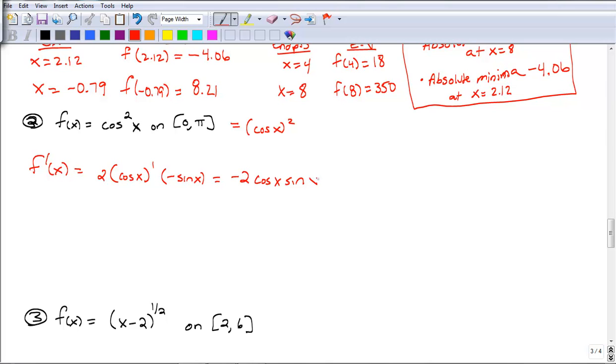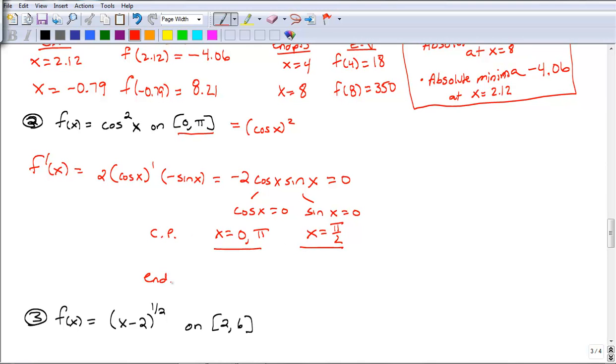Notice sine and cosine are defined everywhere. So to find critical points, I just have to set this equal to 0. And what I get is where the cosine of x equals 0, or where the sine of x equals 0. Remember, we're from 0 to pi. Well, the sine of x equals 0 at 0 radians and pi radians. The cosine of x equals 0 at pi over 2 radians. So these are my critical points. Remember, I also have to have my endpoints, which are 0 and pi. So it just works out that my critical points happen to be at endpoints as well.